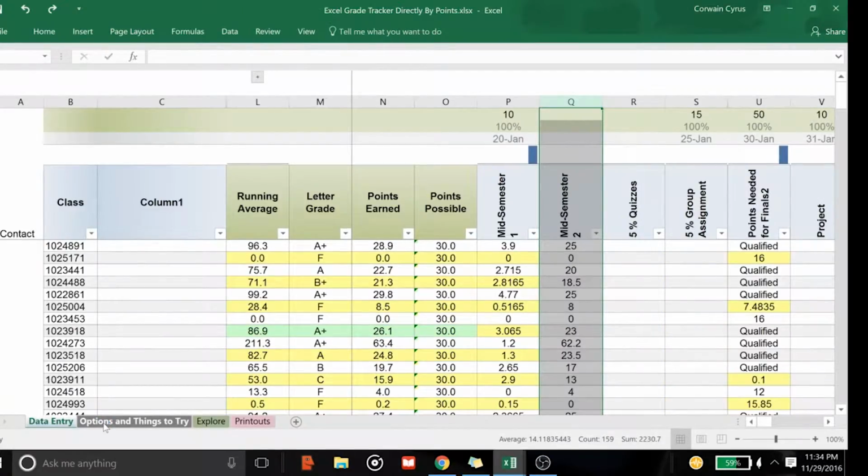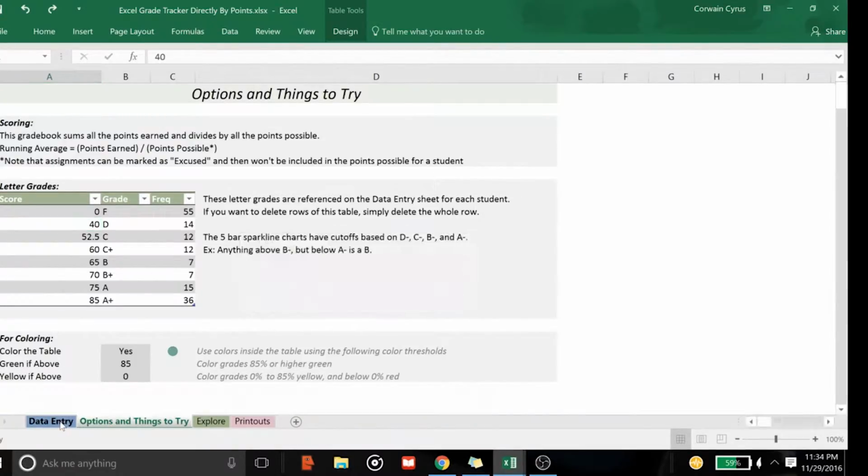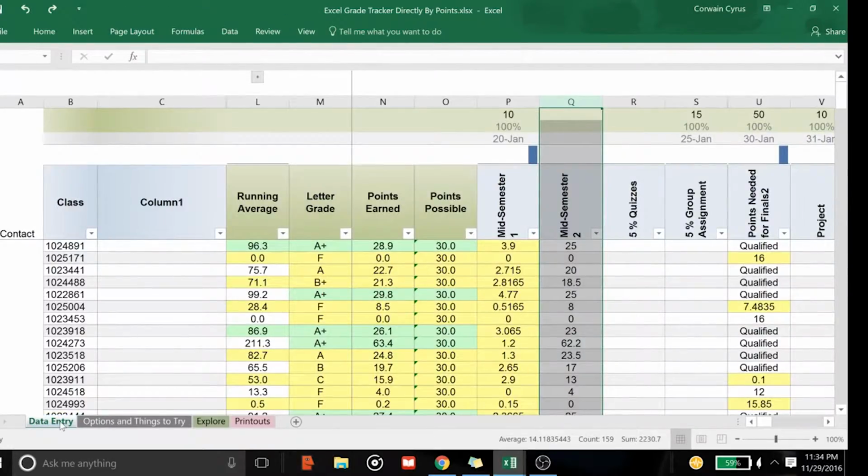All right, good. So of course, if I raise the value or the weighting of mid semester 1, then of course the F's would increase. And so I will keep mid semester 1 at 5% for the benefit of the class. Now, the next thing I want you to notice is that the 5% quizzes are not included. Neither is the 5% group assignment, of course.